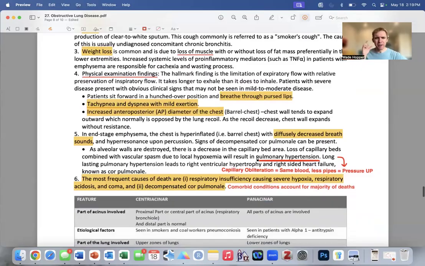On exam, you're going to hear decreased breath sounds. You can hear wheezing. You can hear rhonchi.